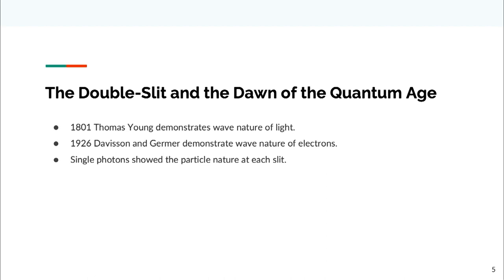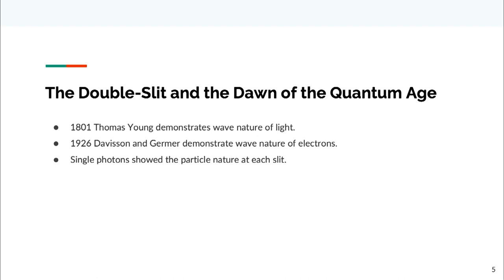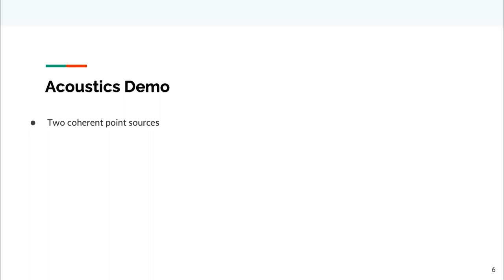This showed that matter, like electrons, which we usually think of as particles, have a wave nature and can interfere with themselves. In fact, if we send a single electron or a single photon at a time through some double slits, we'll see an interference pattern emerge, and this is evidence that a particle interferes with itself. So you can ask, does it go through the top slit or the bottom slit? Turns out that's not the right way to think of it. This has been replicated now with electrons, atoms, and even full molecules, and it requires a fully quantum instead of classical treatment. Now, we will do this first with an acoustics demo.